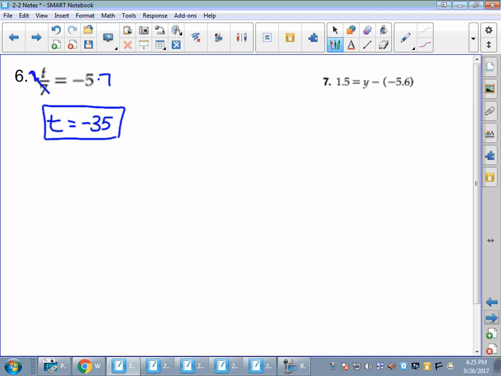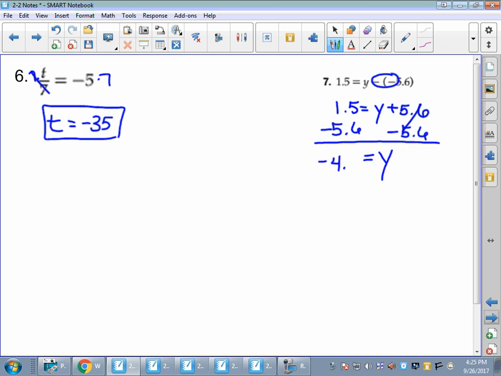And then when you have a double sign, this kind of gets confusing. My suggestion is you're subtracting a negative. Whenever you have double negatives, though, a better way of saying that is just addition. So what I'd like to see as your first step is to clean that up. So instead of saying y minus a negative 5.6, we're going to say y plus 5.6. Subtract 5.6, subtract 5.6, and y is equal to 1.5, take away 5.6, negative 4.1.